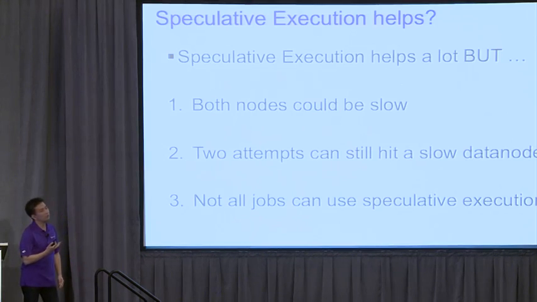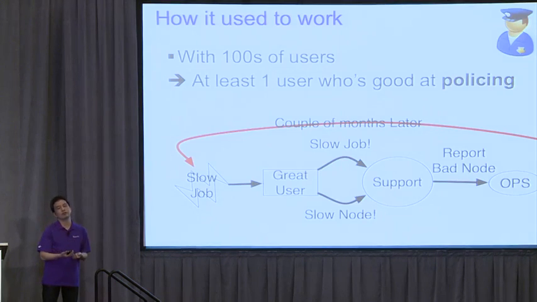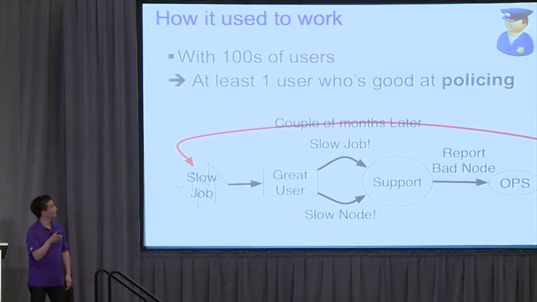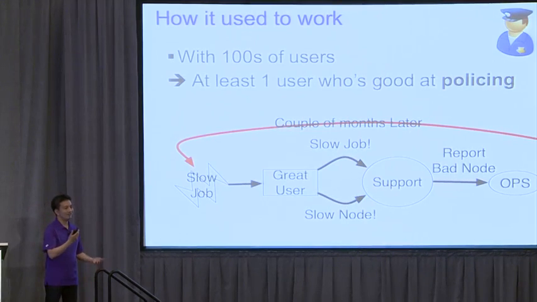So if this is a problem, how did it used to work? Before I was able to detect it automatically, I'm kind of ashamed to admit, but if you have hundreds of users on the cluster, then there's always 1 or 2 great users giving me feedback. Right? They would say, my job is slow, or there is a slow node even. And I take a look at it. I report to ops. Ops take it out. And then things will run fine for a couple of months, 6 months, and then it comes back. Right? It's not ideal, but at least it was working.